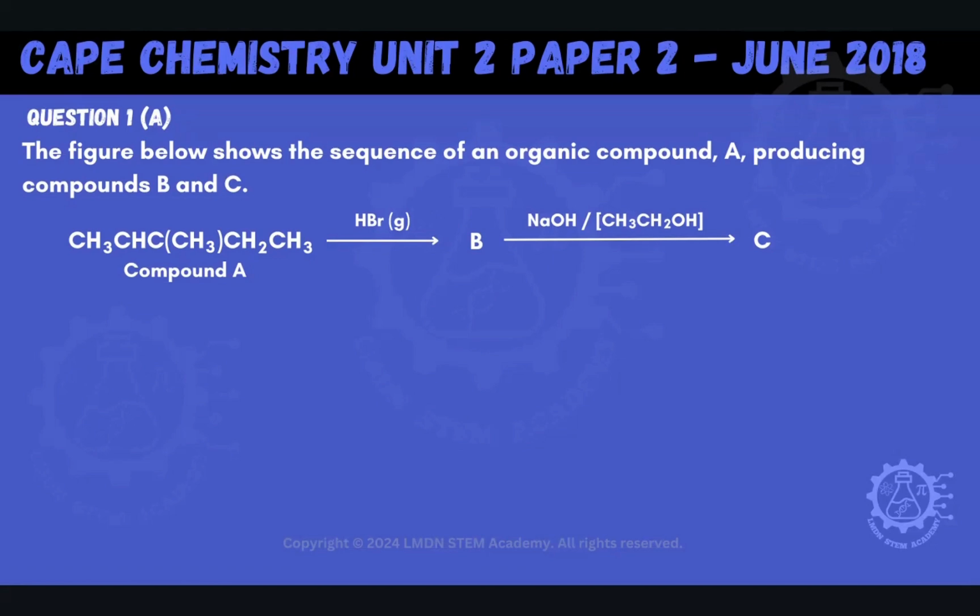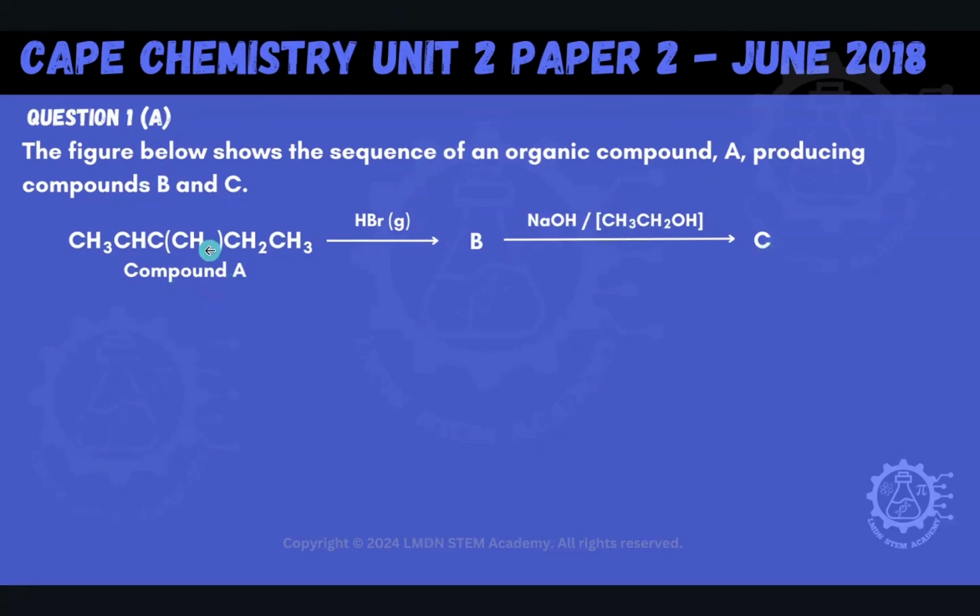In this video, we will be working through the June 2018 Unit 2, Paper 2. And so we'll be starting with question 1, and we're at question 1A, which says that the figure below shows the sequence of an organic compound A producing compounds B and C. So let's just take some time to study this sequence. We look here, we see compound A, and we see that when we add HBr to compound A, we get B. And when we add NaOH coupled with some ethanol, we get C.